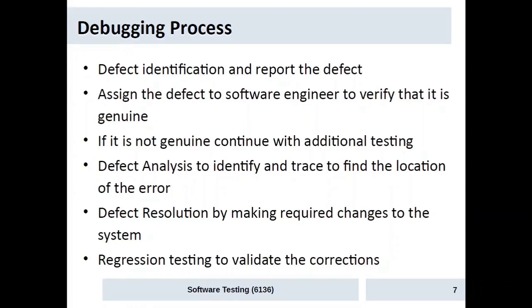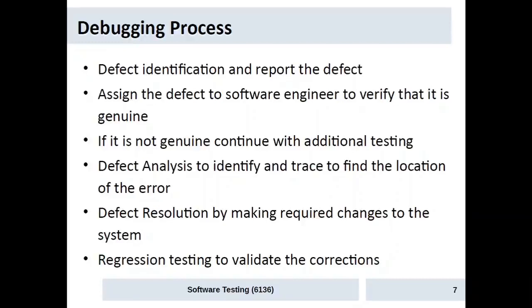The first step is to determine what is working and what is not working. The test engineer runs all the test cases and records the result, and the defects are identified if the actual result is not matching with the expected result. Next, the defect is assigned to the software engineer to verify whether it is a genuine defect. If it is not genuine, then we need to continue with additional testing to identify the exact defect.